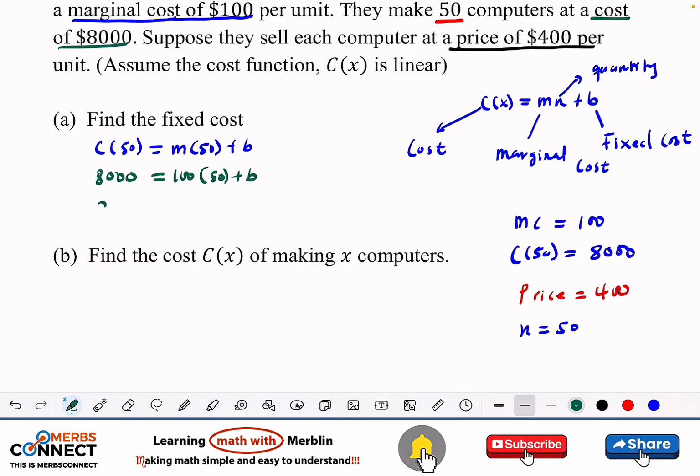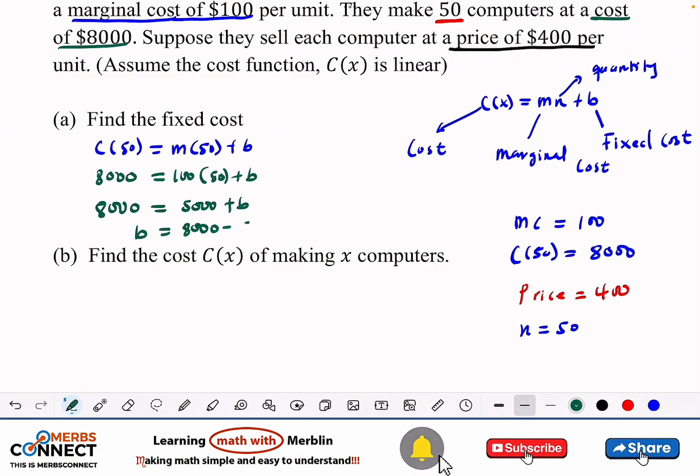So we are going to have 8,000 equal to 5,000 plus b. And guess what? B should be equal to 8,000 minus 5,000. And this should be equal to 3,000. So the fixed cost is 3,000.